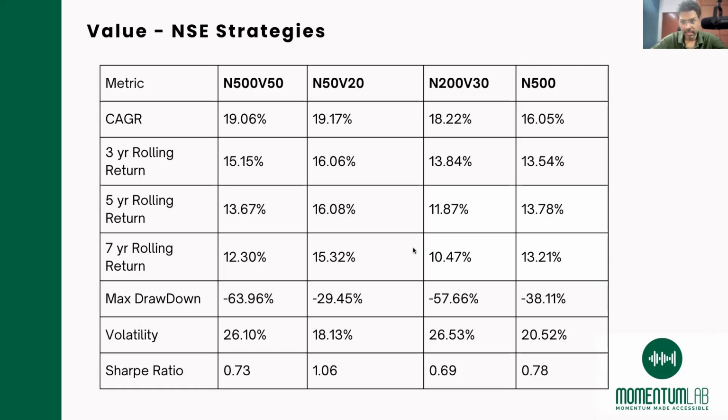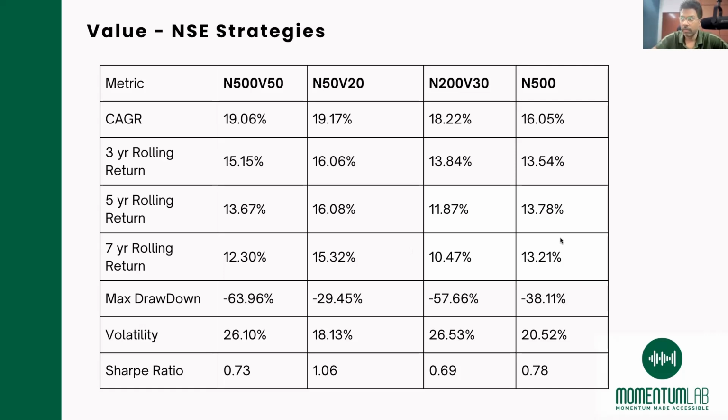So far, we've only seen the returns. From a returns point of view, Nifty 50 value 20 beats hands down. Let's now check the drawdowns. The drawdowns are a critical part of the value strategy. If you remember, in my previous video also I mentioned that the value strategies give away their entire gains during downturns, and they again fall back even below the benchmarks.